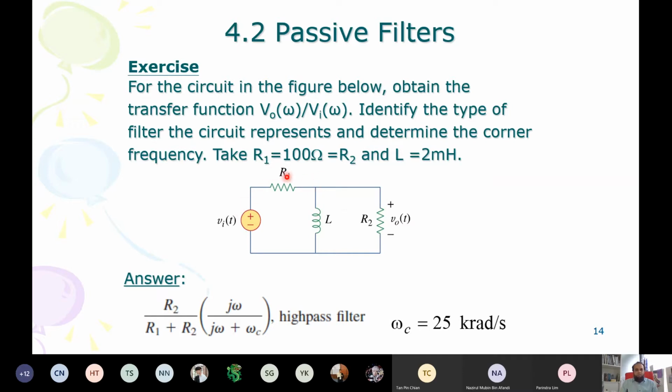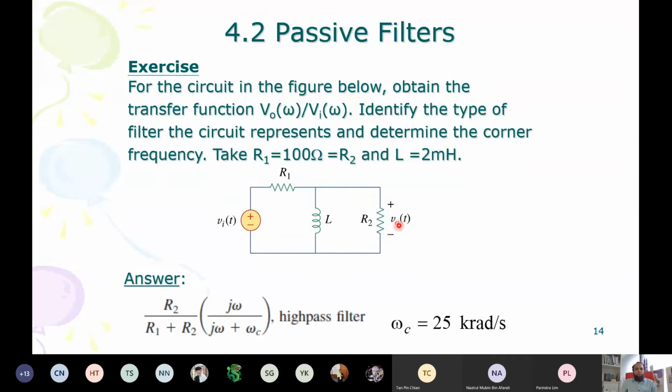V naught minus Vi upon R1, V naught upon J omega L, and V naught upon R2. Right. So this is one way, and there is just V naught and Vi only. We just gather terms together in a way that we can find V naught on one side, Vi on the other side. We divide, so make a ratio, we will get the transfer function. Or simply, these two are parallel. Okay, we convert this into the frequency domain. So this will be J omega L. So R2 parallel J omega L is the impedance here, right?